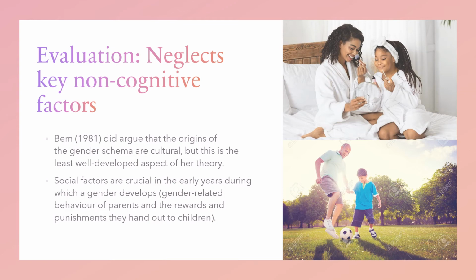So how would you write an explanation for this? Why is this a weakness? I want you to pause me and try and write your own explanation of this point. So it's a weakness because it fails to address how social and cognitive factors interact. We can't isolate social and cognitive factors because they work in conjunction with one another. Therefore, gender schema theory is an incomplete explanation because it doesn't fully explain how we develop gender identity.